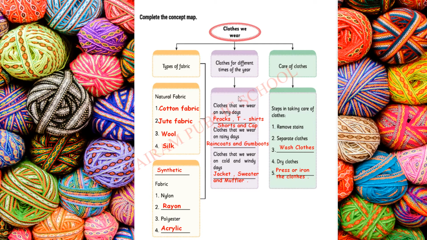Okay, very good. Children, see the next one, care of clothes. What are the steps we should be following in our day-to-day life? First step is to remove stains. Second step is we have to separate the clothes. The next one is to wash clothes with the correct detergent. Then fourth step, we have to dry the clothes, and the last step is to press or iron the clothes. So, children, we discussed the types of fabric, clothes for different types of weather, and the last one is the care of clothes.